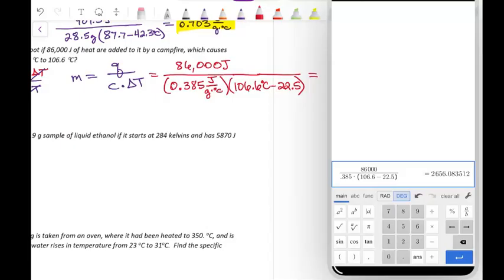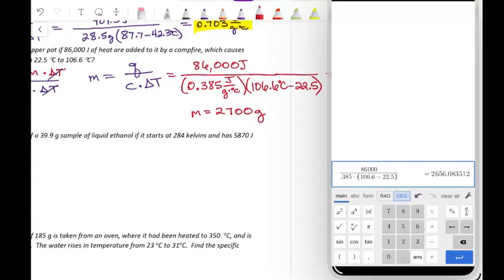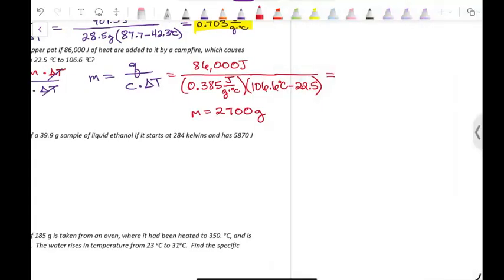All right, and there you can see my answer. I got mass equals 2,656, which I'm going to round to 2 sig figs because my joules only had 2 sig figs. And there is my answer.